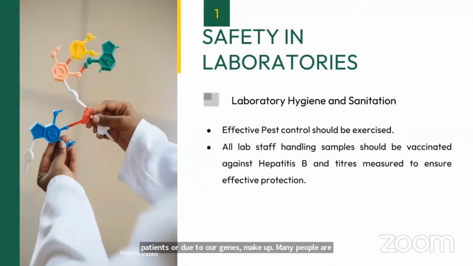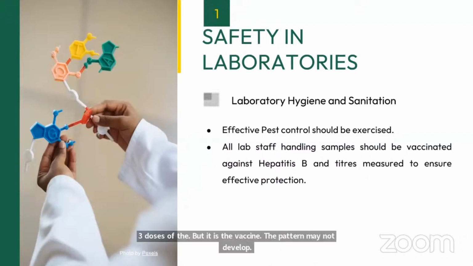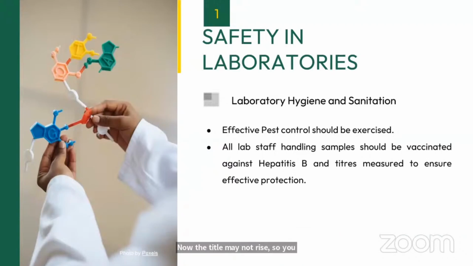Non-responders means even if you give all 3 doses of hepatitis B vaccine, the titer may not develop or rise. So you should know who the non-responders are. For that purpose, titers must be measured to ensure that they are effectively protected. Mere vaccination will not protect them, but you should also know the titer to ensure that they are effectively protected.